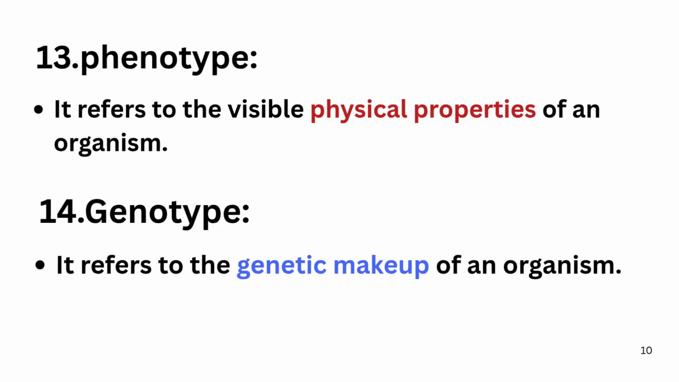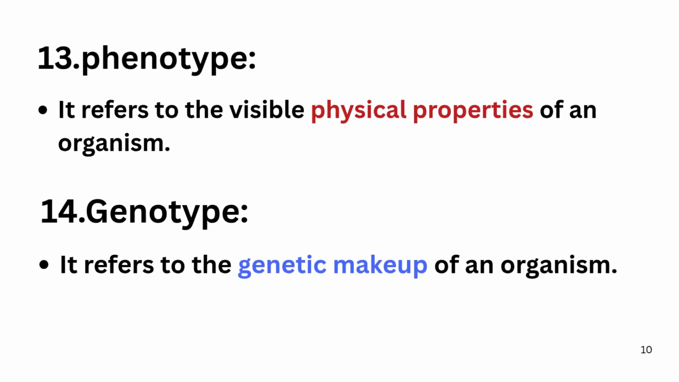And genotype. Genotype is the genetic makeup of an organism. It refers to the set of genes or alleles an organism carries. You cannot see it with your eyes, it's present inside the DNA. For example, if a plant has the alleles RR for flower color, that's its genotype. And phenotype is the observable trait or appearance, what we can see. It is the result of the genotype interacting with the environment. So, if the plant with RR has red flowers, the red color is the phenotype.